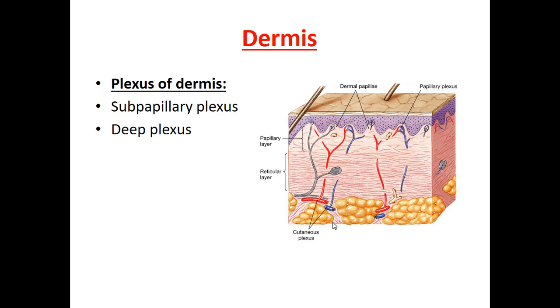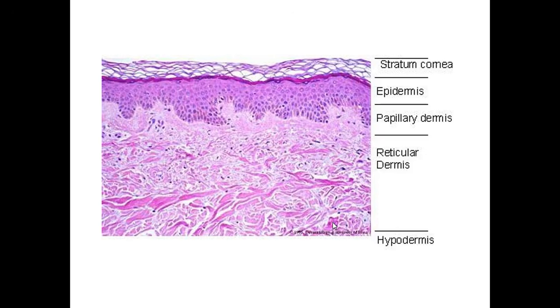The dermis contains plexuses: the subpapillary plexus and deep plexuses are present in this layer. Again in this diagram we can see all the different layers we have already mentioned in the skin, starting from the hypodermis, then above it the dermis, which contains the reticular dermis and papillary dermis, then the epidermis, and the stratum corneum is the superficial-most layer which ultimately has to shed off like scales.